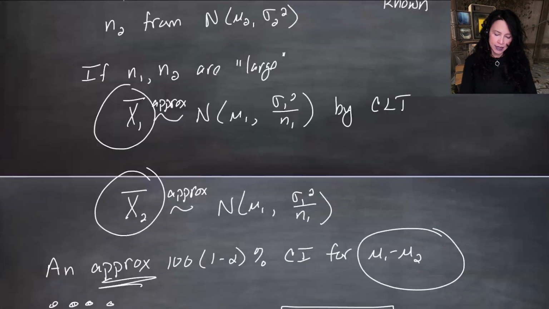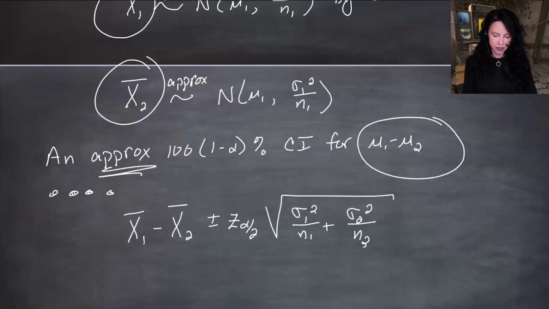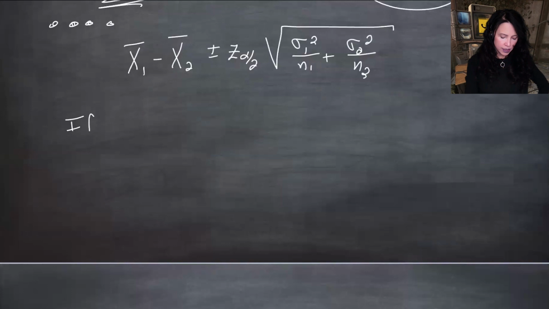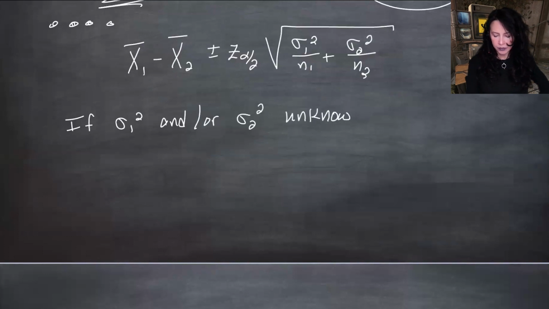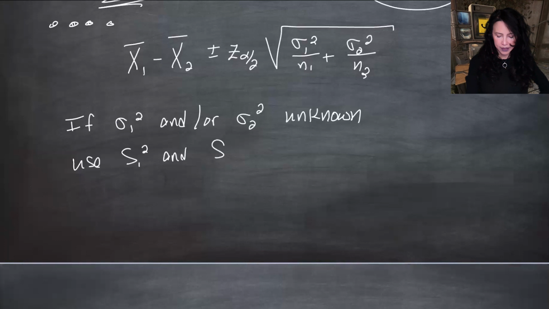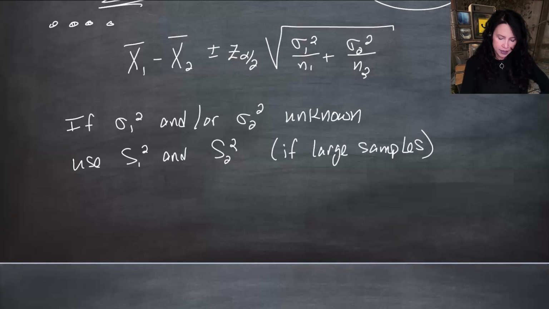And we could also have the variances unknown. So if sigma 1 squared and or sigma 2 squared are unknown, we could use the two different sample variances and call it approximately good if we have large samples, because we can justify it by saying that these guys converge in probability to the individual things.